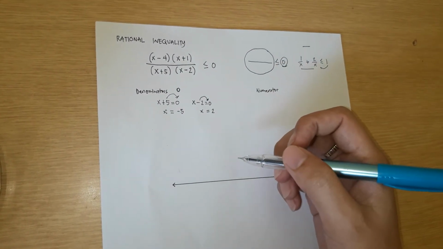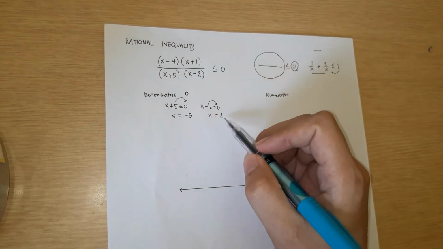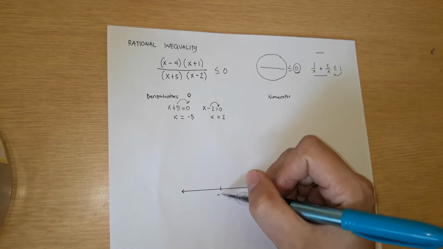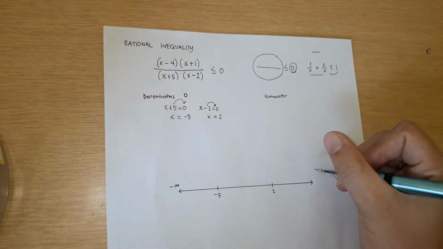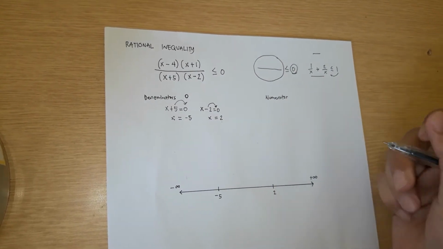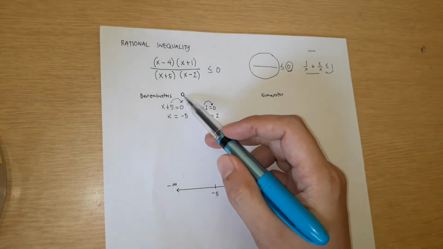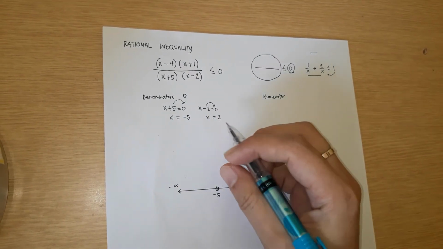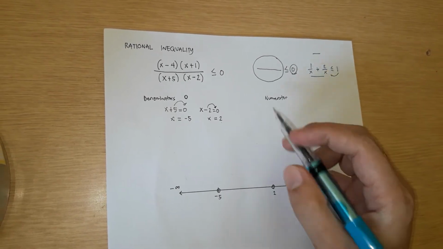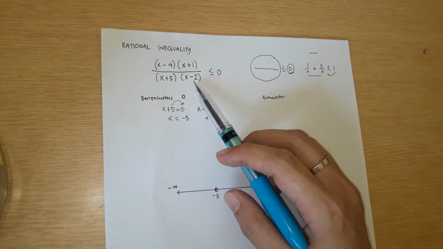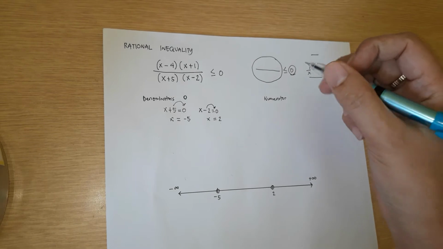So if you're going to plot them in the number line, si negative 5 at saka si 2, mauna si negative 5 kaysa kay 2. This is negative infinity. This is positive infinity. So negative 5, you're going to make a circle without shade. Ibig sabihin, hindi sila part sa solution set nitong rational inequality because they make the rational expression undefined.